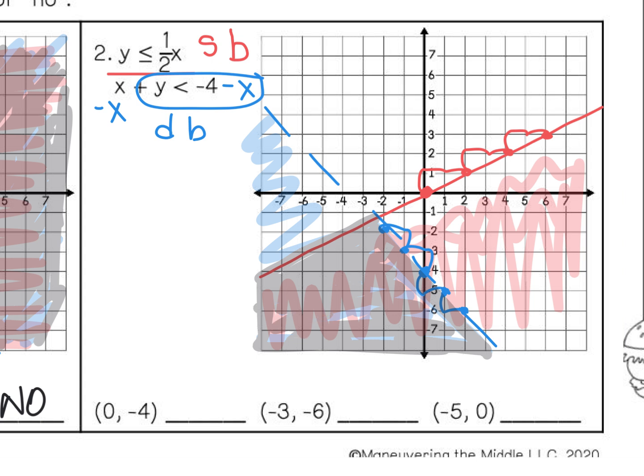When we look at our coordinates, again, we can just graph them. 0, -4. What do you notice about that? What kind of line is that on? That is on a dotted line. Is that a solution? No, only on a solid. -3, -6. Yes, it is. And -5, 0. No, that's only in the blue.